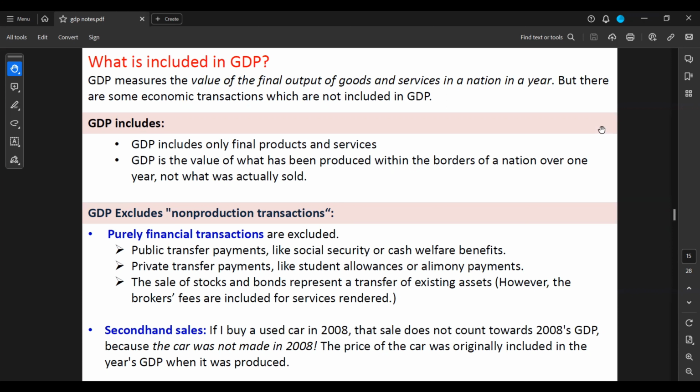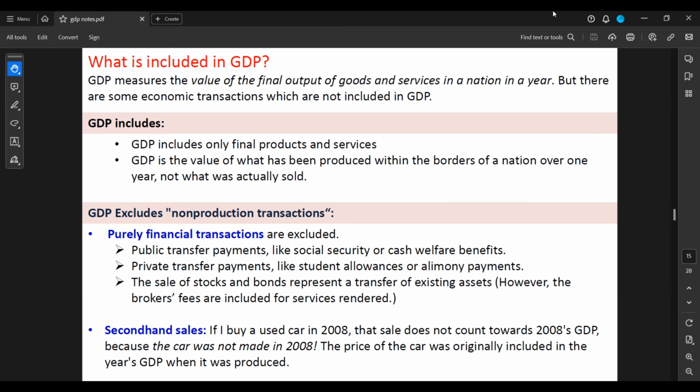What is included in GDP? GDP measures the value of the final output of goods and services in a nation in a given year. But there are some economic transactions which are not included in GDP. GDP includes only the final goods, products, and services. GDP is the value of what has been produced within the borders of a nation over one year, not what was actually sold.